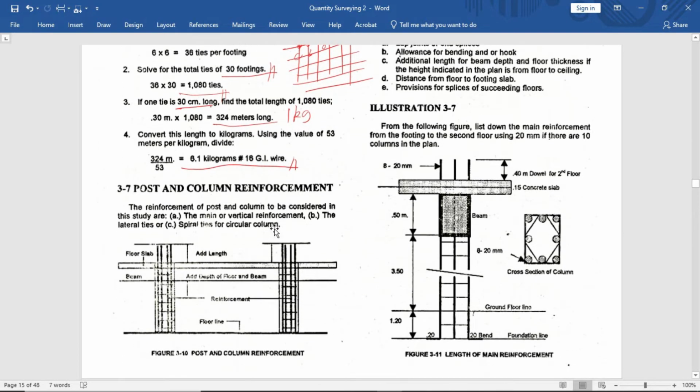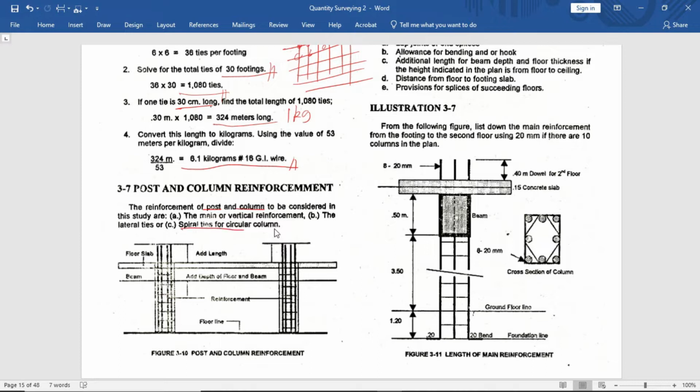So, proceed na tayo sa post and column reinforcement. The reinforcement of post and column to be considered in this study are A, the main or vertical reinforcement, B, the lateral ties, or C, spiral ties for circular.